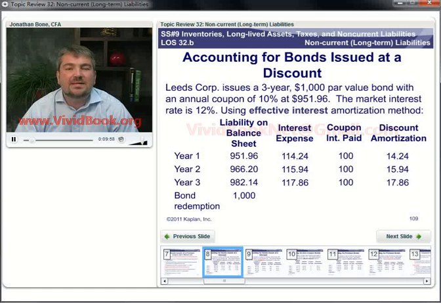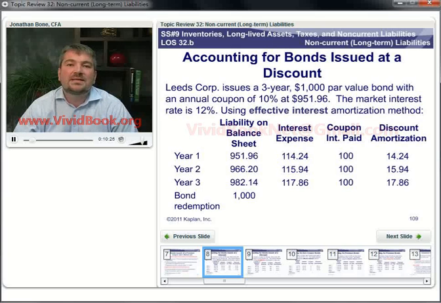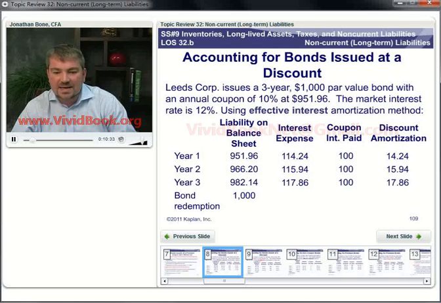So that's the proceeds that were received when it issued the bond. The market interest rate was 12%. So notice the coupon's 10, investors require 12%, which is why this bond trades at a discount when it is issued. So we're going to use the effective interest rate. So we receive 951.96, so up goes cash by 951.96, and we increase our liabilities by 951.96. So notice our initial liability when we first issue the bond is equal to the proceeds we receive, $951.96.